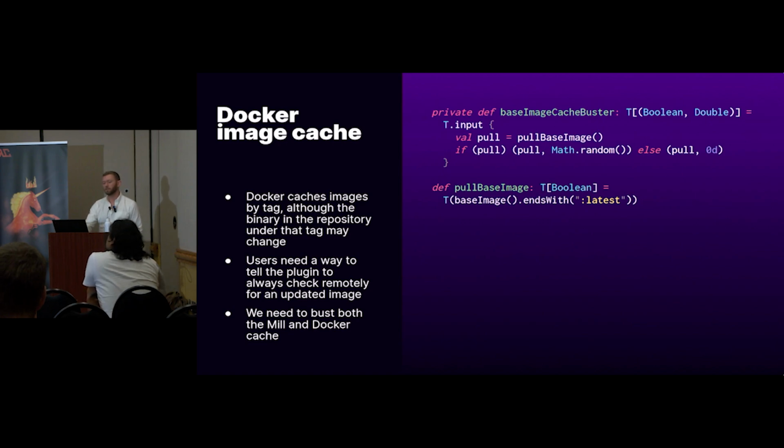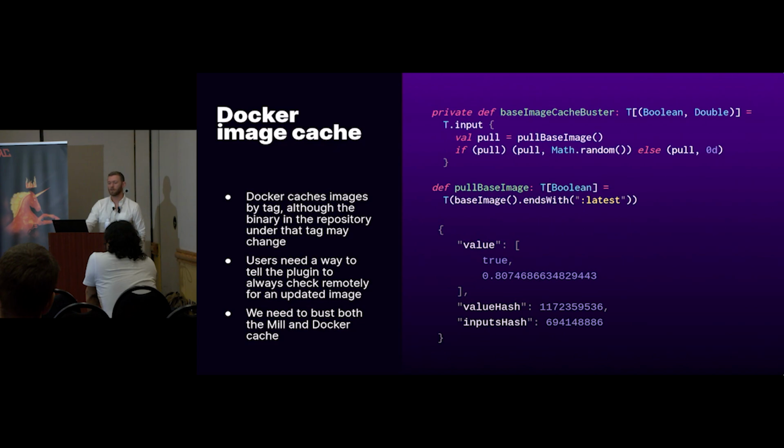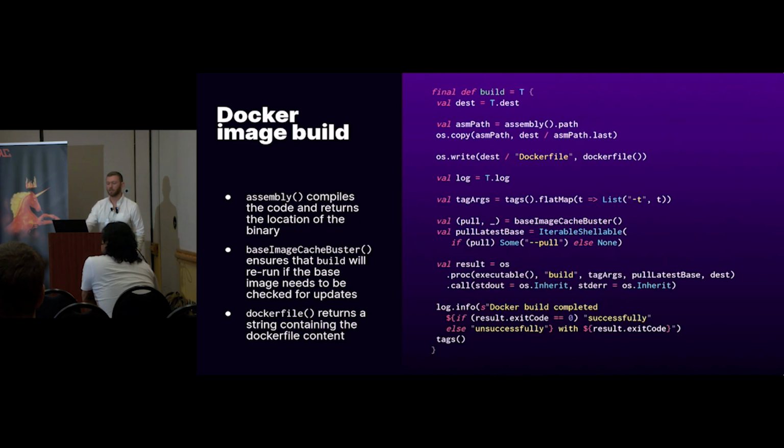So what it does here is it basically goes ahead and says, if we're supposed to be pulling the base image, generate a random number. That random number is going to generate a different hash code from the last run, and it's basically going to make sure that Mill busts that cache. And we can see here the JSON value of the base image cache buster, which is this tuple of true, yes, let's pull the base image, and our random value. And then the input hash and the output hash, which I had mentioned previously. So that JSON object really is the output of every single task in Mill.